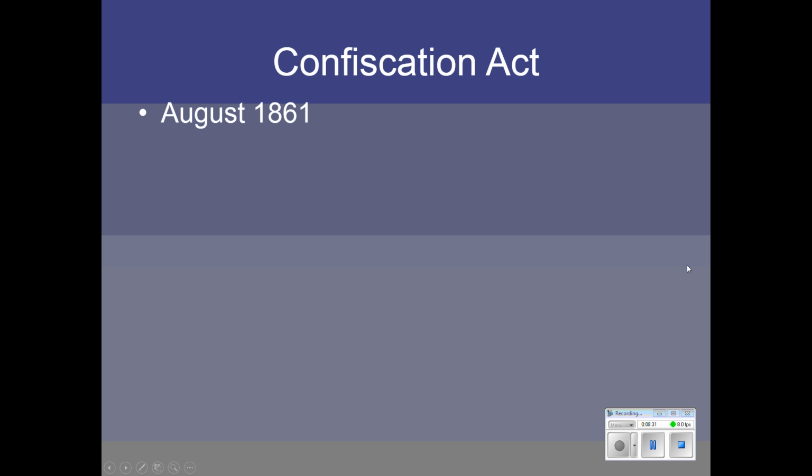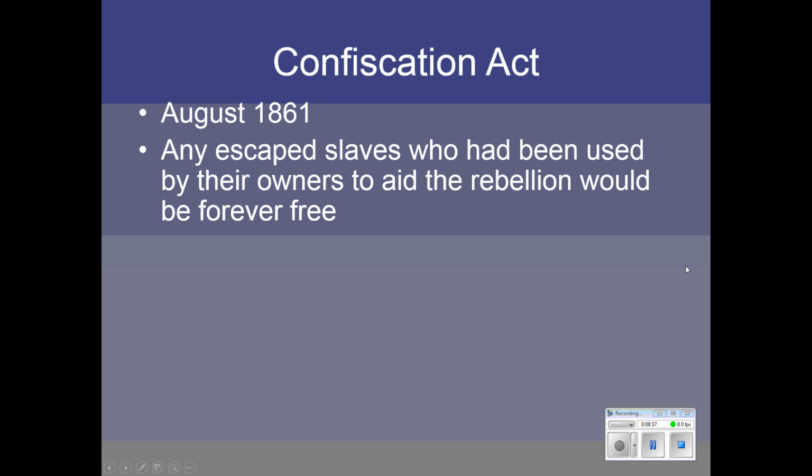A law was passed by Congress in August of 1861, just a few months into the war, and Congress decided that any escaped slaves who had been used by their owners to aid the rebellion would be free forever. It's called the Confiscation Act.